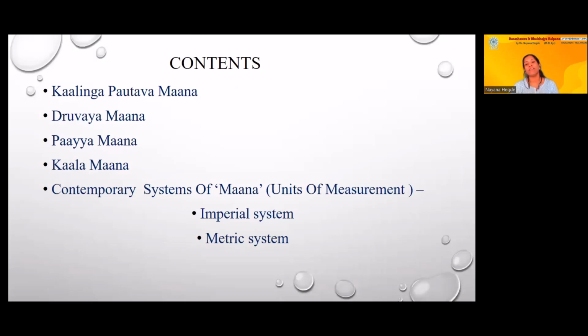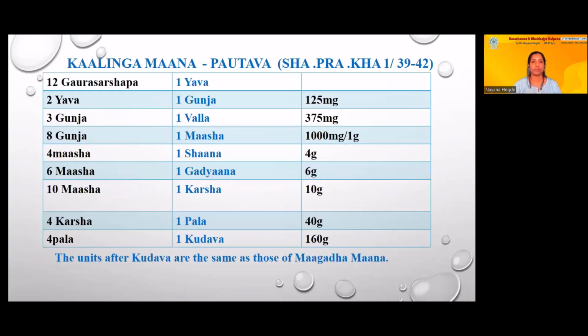So, what are the contents we are going to study in today's class? The contents are Kalinga Pautavamana, Druvayamana, Payamana, Kalamana, and contemporary systems of Mana: the imperial system and the metric system. Kalinga Pautavamana: the reference is Sharangadhara Samhita, Prathama Khanda, first chapter, 39 to 42nd shloka.